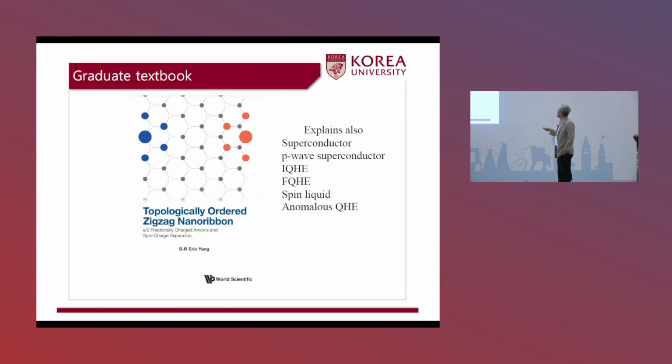I wrote a graduate textbook on topological order in zigzag nanoribbons, and I expect it to be published at the end of this year or in the beginning of next year. This book first explains other topologically ordered systems: insulators, superconductors, p-wave superconductors, the integer quantum Hall effect, the fractional quantum Hall effect, spin liquids, and the anomalous quantum Hall effect. After these, I explain topologically ordered zigzag nanoribbons.